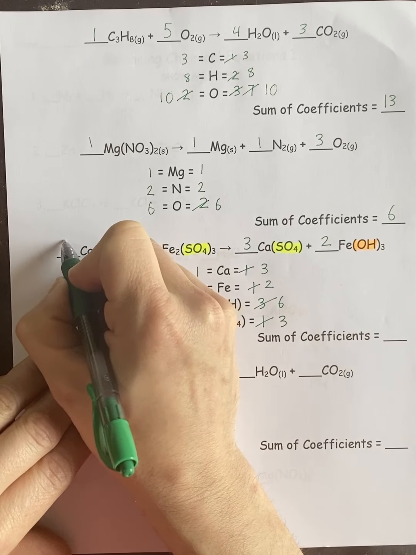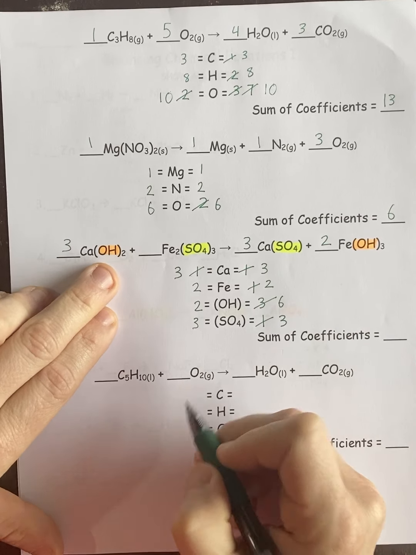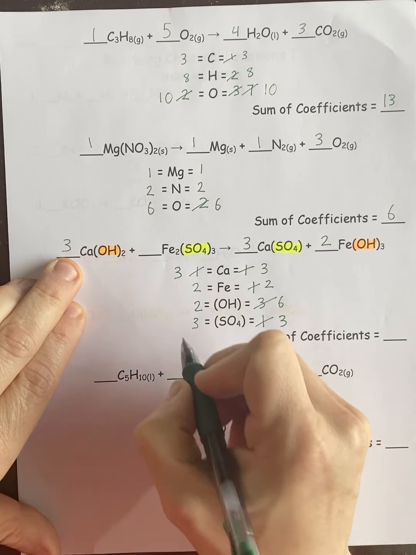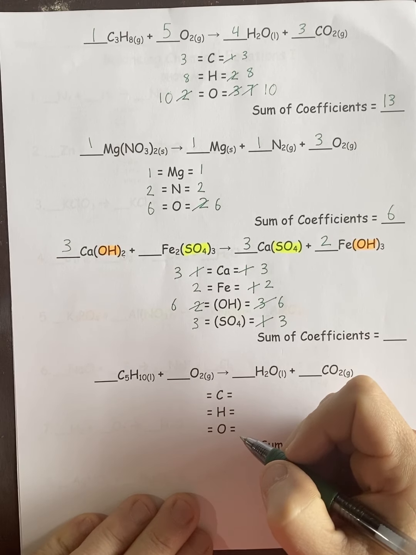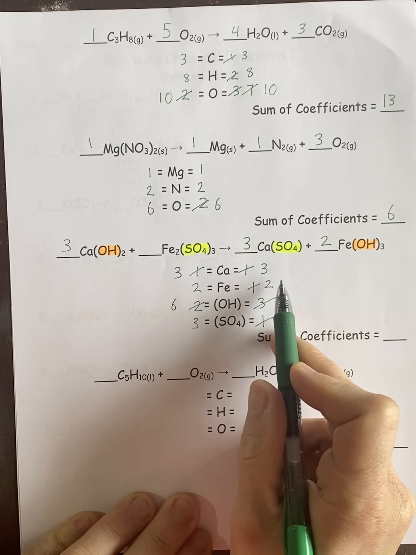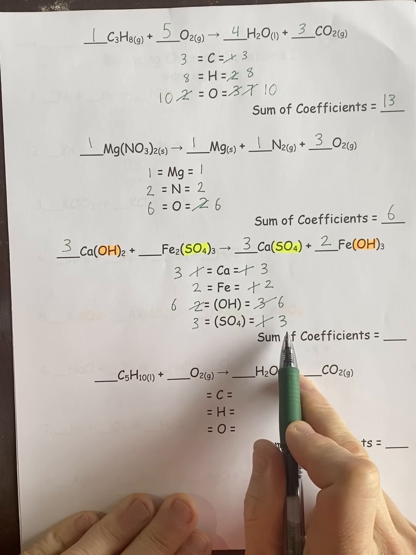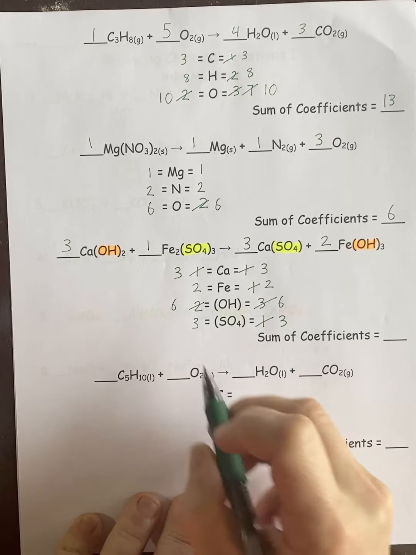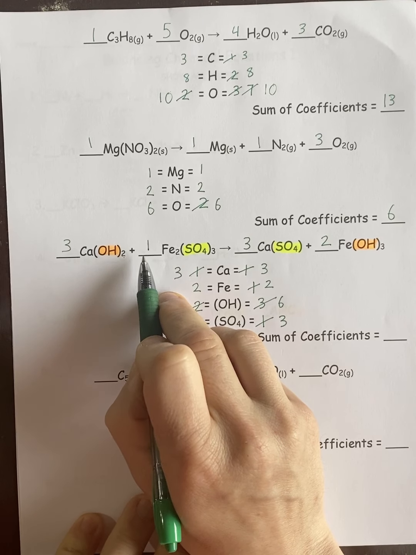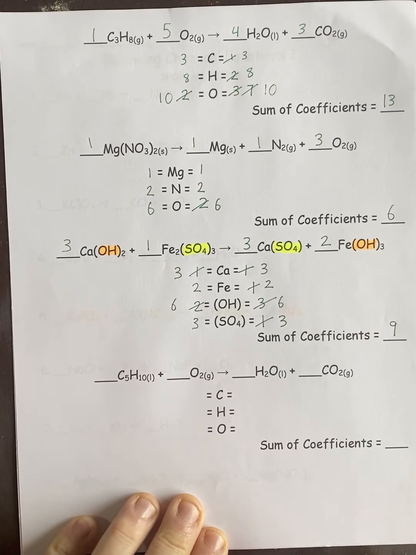So I put a 3 in front, and look what that does. That gives me my 3 Ca's, and it also gives me 3 times this 2, which gives me 6 OHs, and now the equation is balanced. I've got 3 calciums on both sides, 2 irons, 6 OHs, and 3 SO4s. That's a 1. And then the sum of my coefficients, and again, the ones can always be left blank, but I like to write them in just as force of habit. Sum of my coefficients is 9.